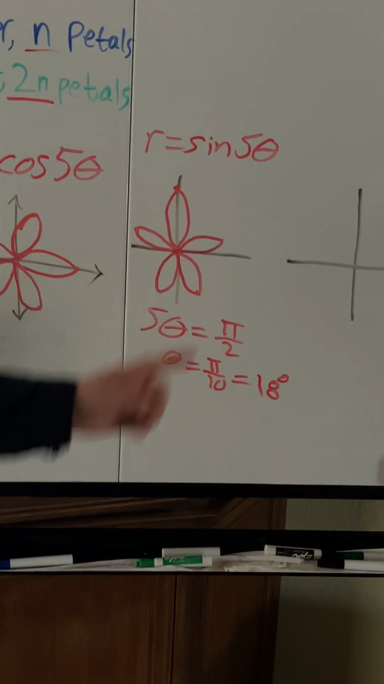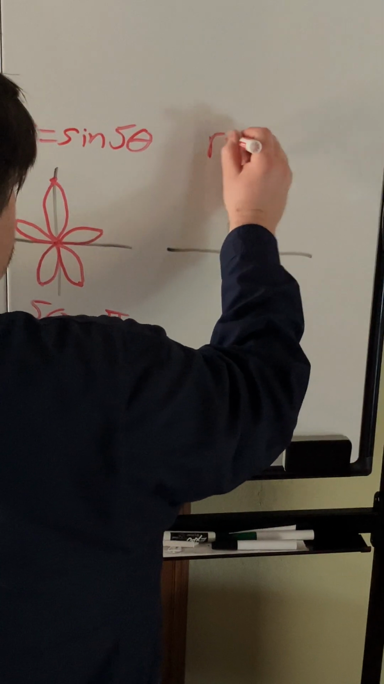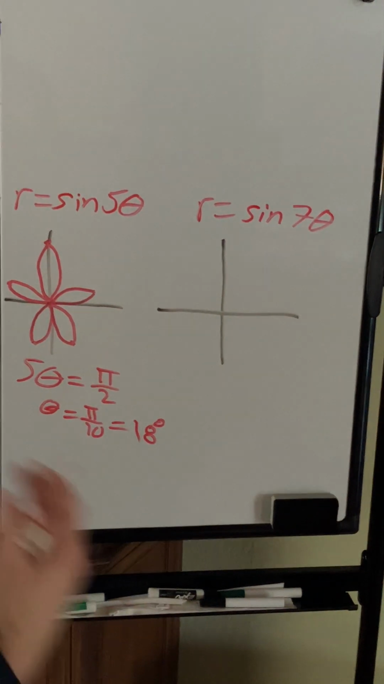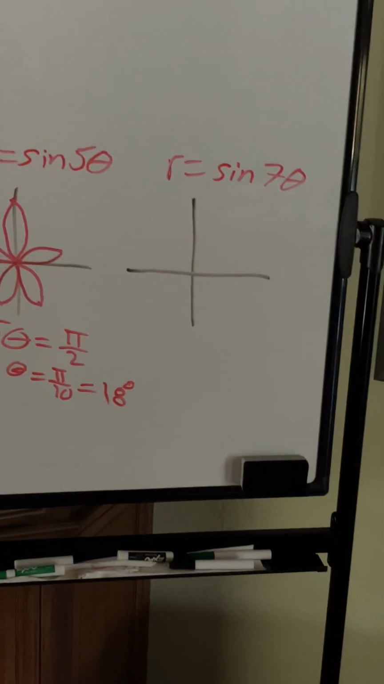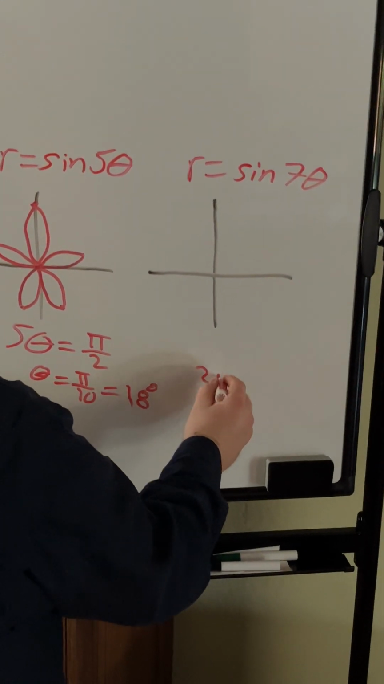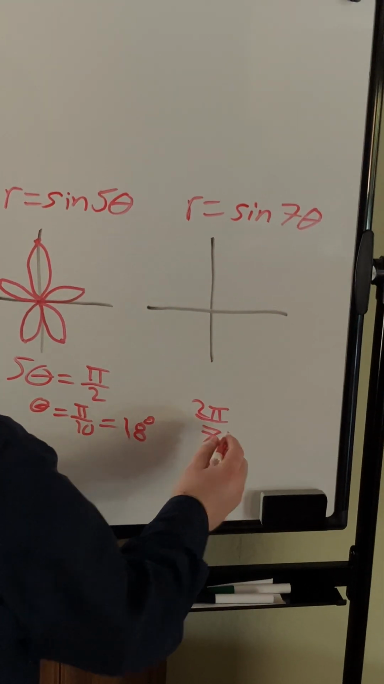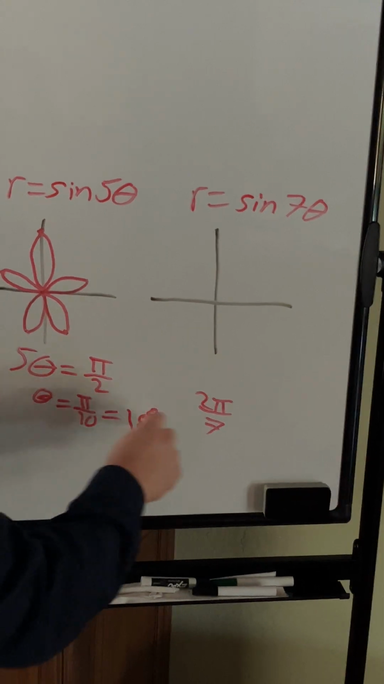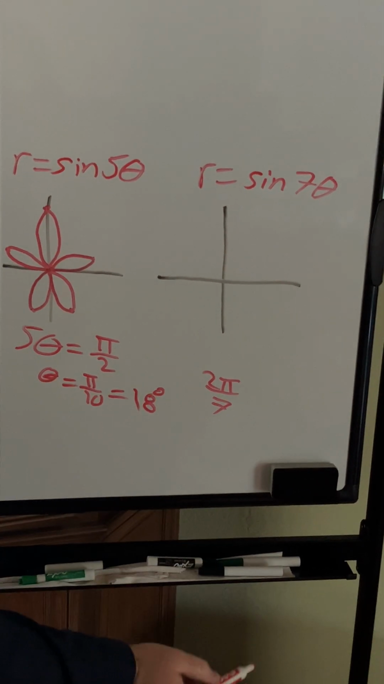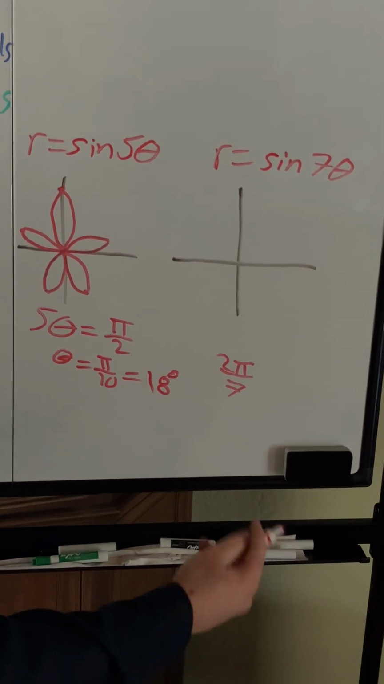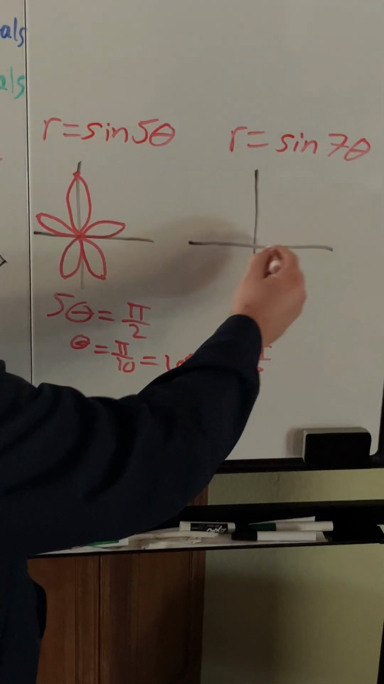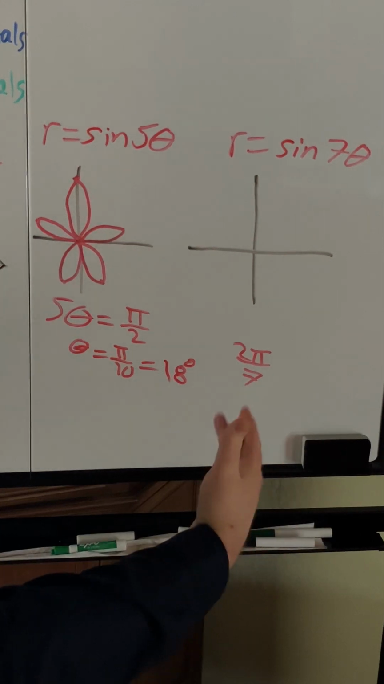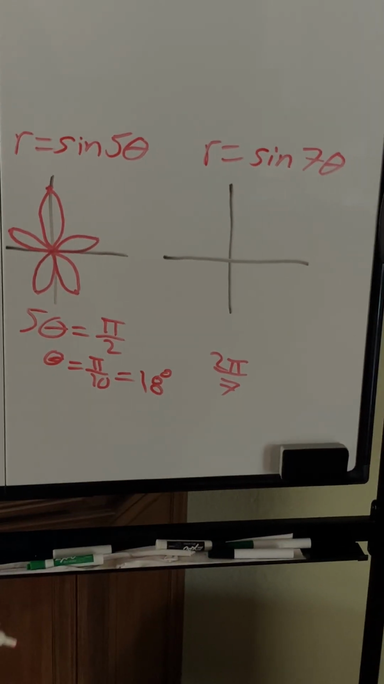Same idea. Likewise, if I had sine 7 theta, I would go, okay, there's 7 petals. That means they're each going to be 2 pi over 7 away from each other. The first one is going to be at pi over 14, or I'm just going to divide 90 by 7 and figure out where the first one is, and then keep adding increments and make 7 petals. So you get the idea.